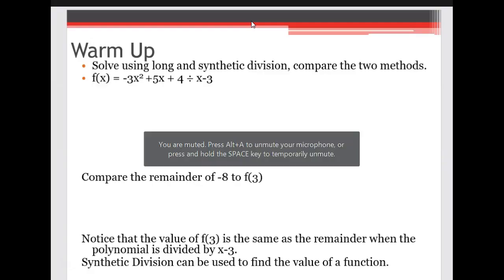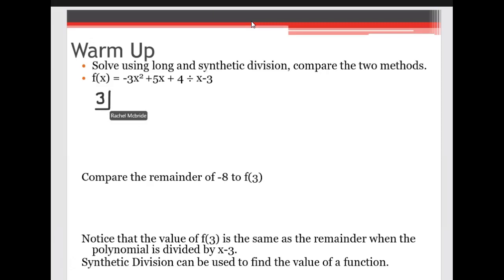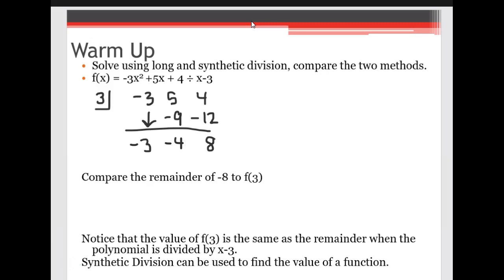So if you're dividing by x minus 3, then you want to take the opposite of that, so that's a positive 3. It goes in your box corner there. And then you're going to take the coefficients of the terms, so negative 3, positive 5, and 4. We always bring down the first term, multiply, add, bring down, and multiply, and then add. So we get a negative 8. So the remainder of negative 8 tells me that x minus 3 is not a factor of the original problem.